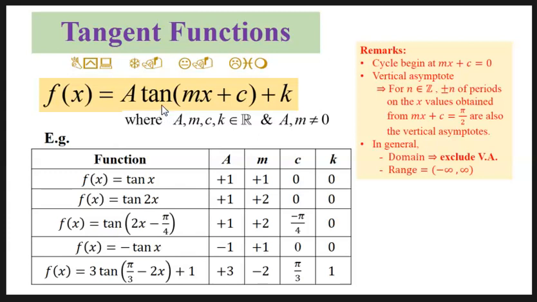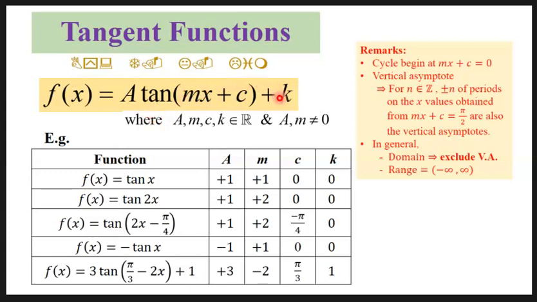Hi, in this video we're going to have an introduction on how to sketch tangent functions, which are in the form f(x) = a tan(mx + c) + k. Here, the a is the coefficient of the function tangent, and the m is the coefficient of x. c and k are just arbitrary constants.